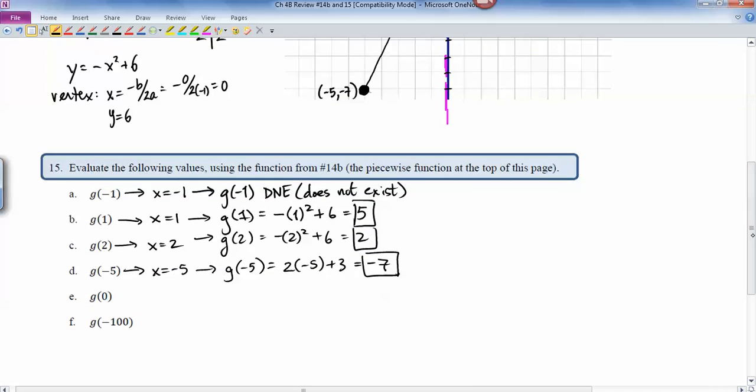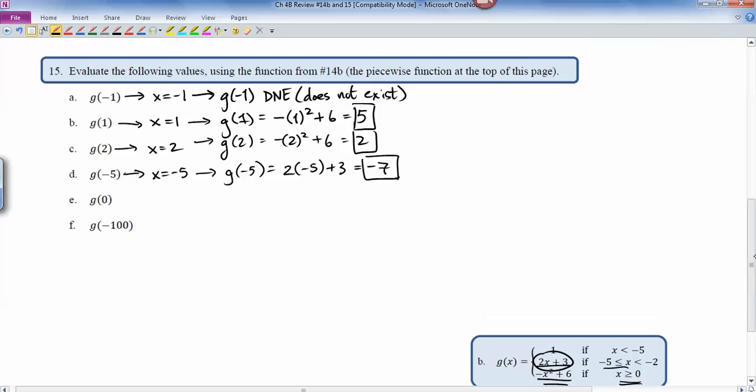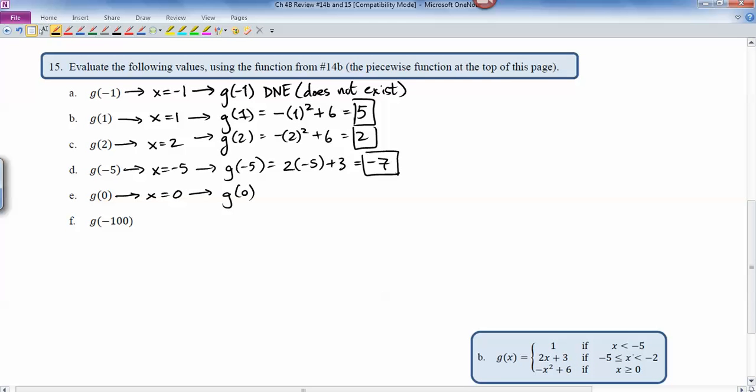Okay. G of 0. Let's see, g of 0. So that means x is 0, and g of 0 is what's the y value. So if we come back down here, x is 0, so I'm using the third equation again, the third part of the equation. So that's going to be negative 0 all squared plus 6, which is going to be 6.